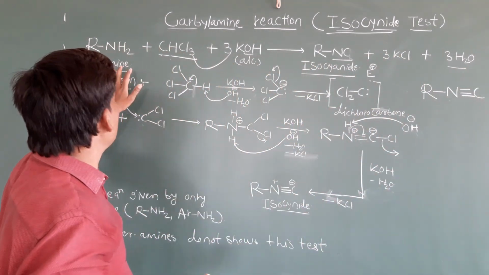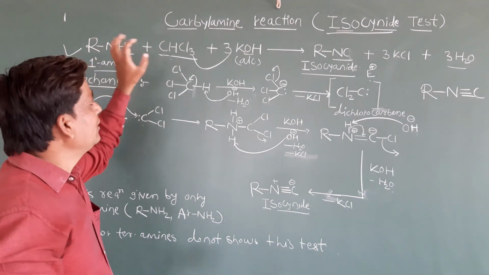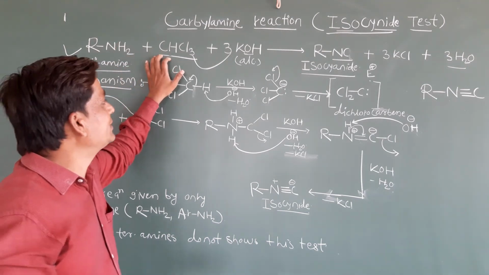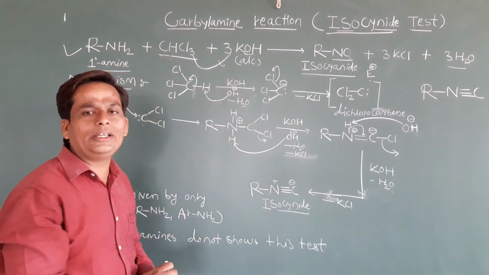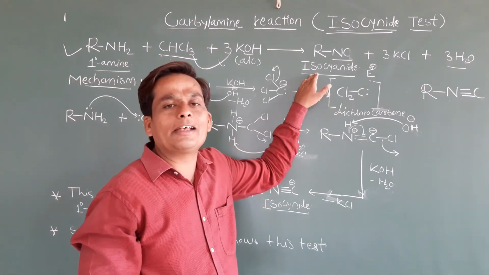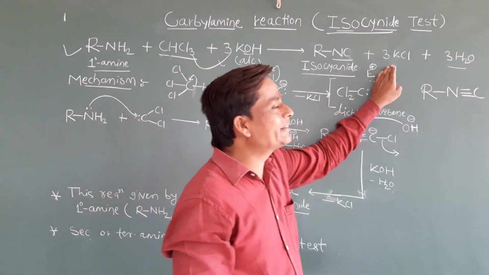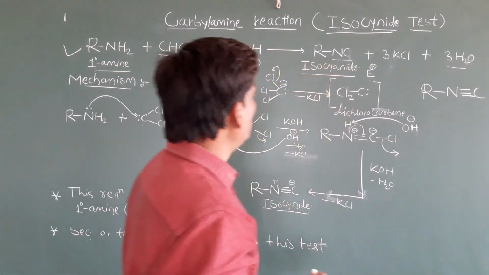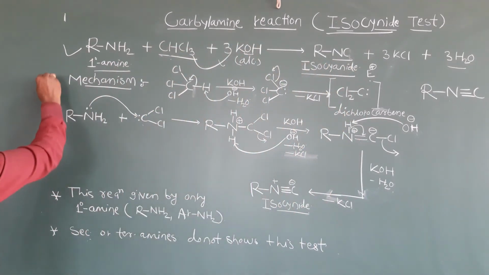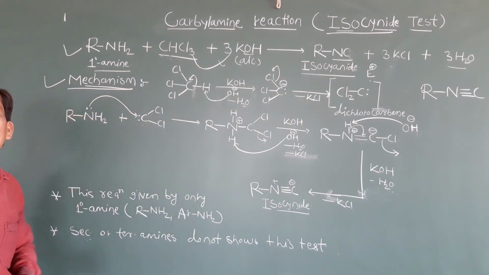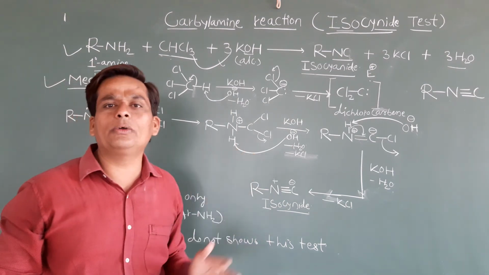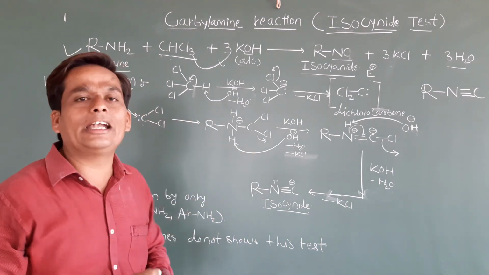Just see the reaction. We take the 1 degree amine, then chloroform CHCl3, then alcoholic KOH. Simply we get isocyanide here, and 3 KCl and 3 water molecules are removed. Students, now see the mechanism of this reaction. This is a very interesting reaction. This mechanism is not given in your NCERT books either.